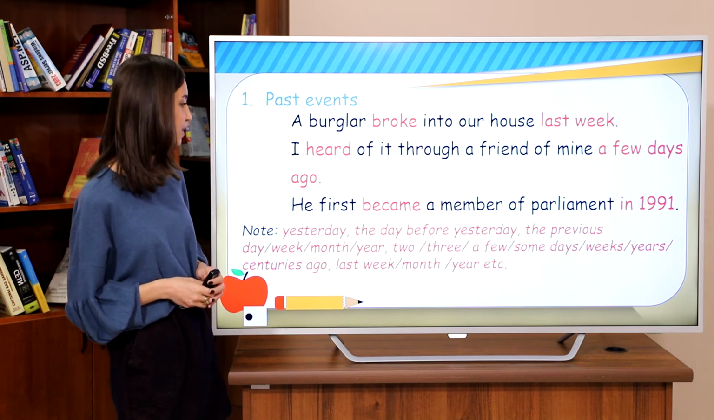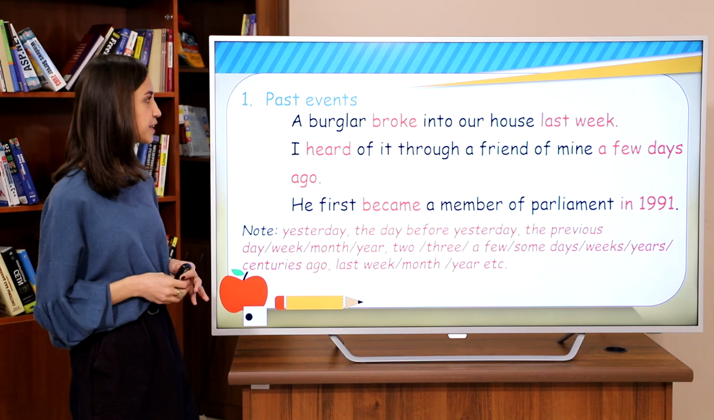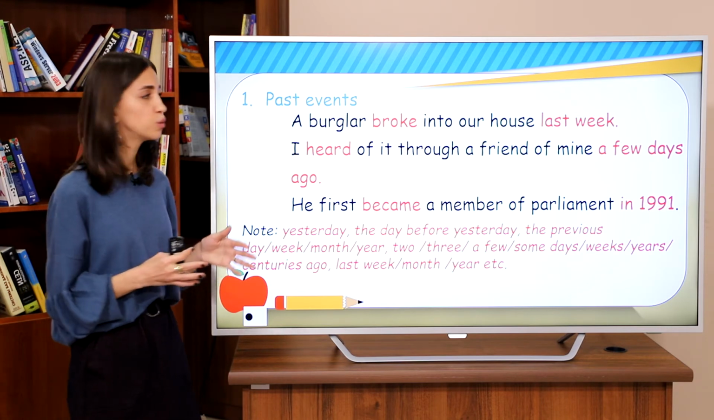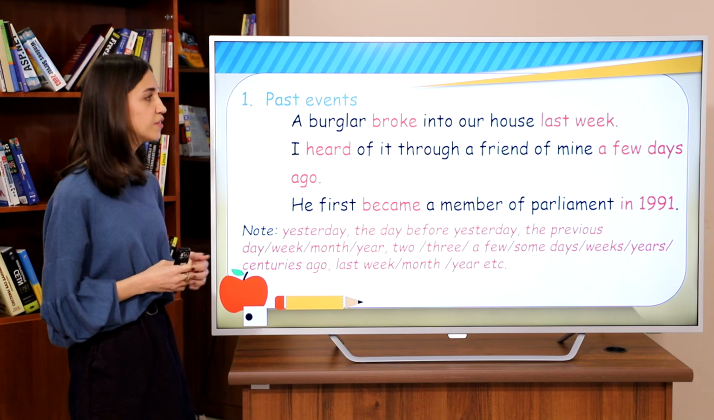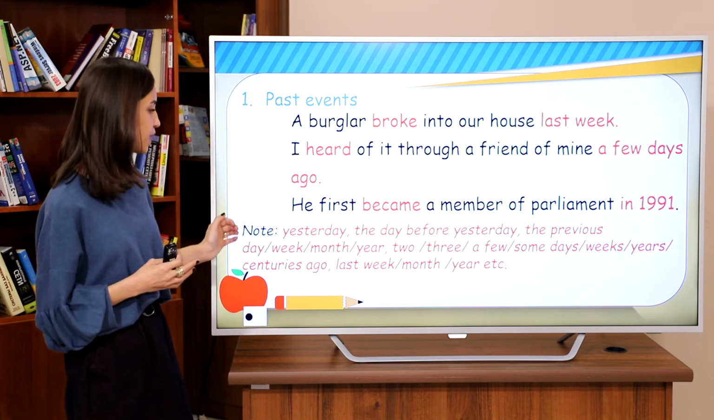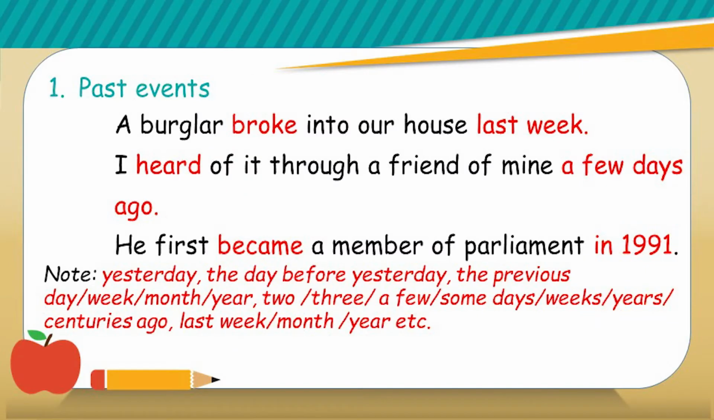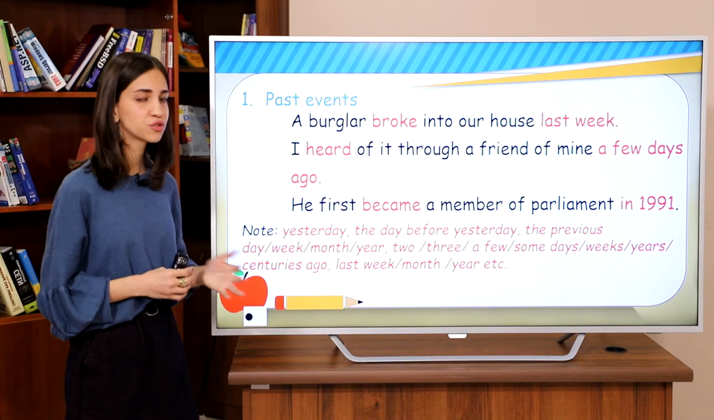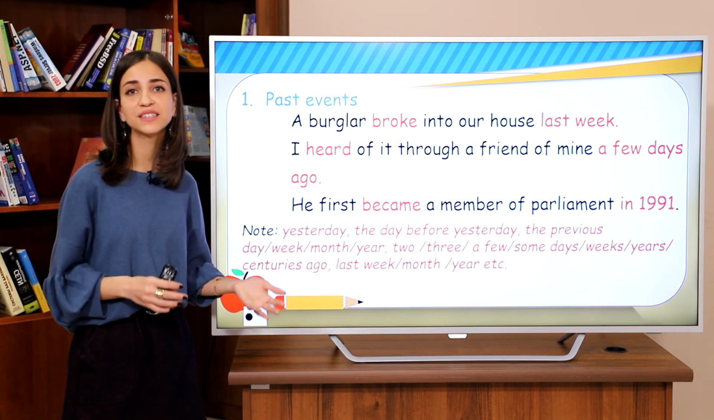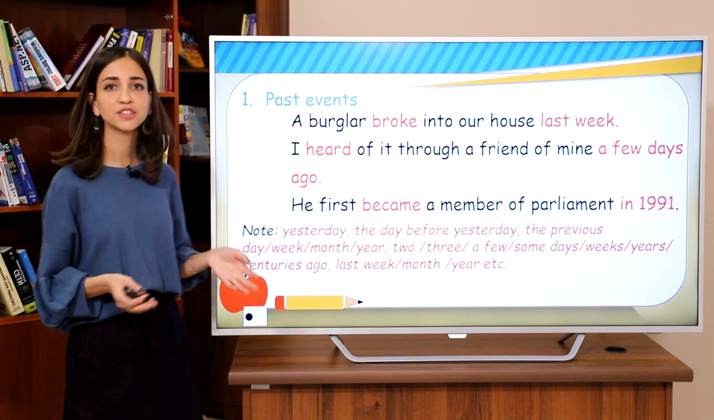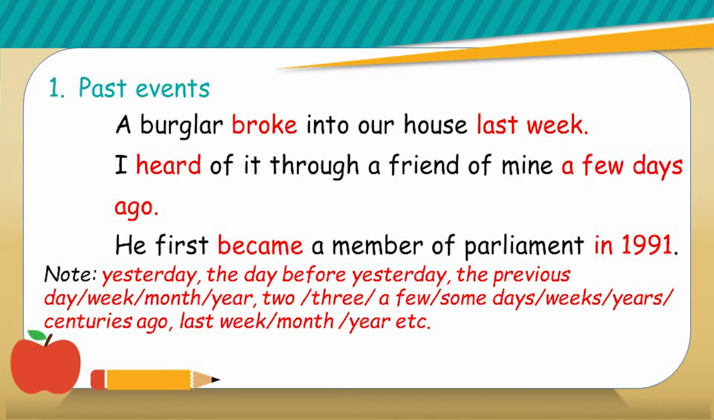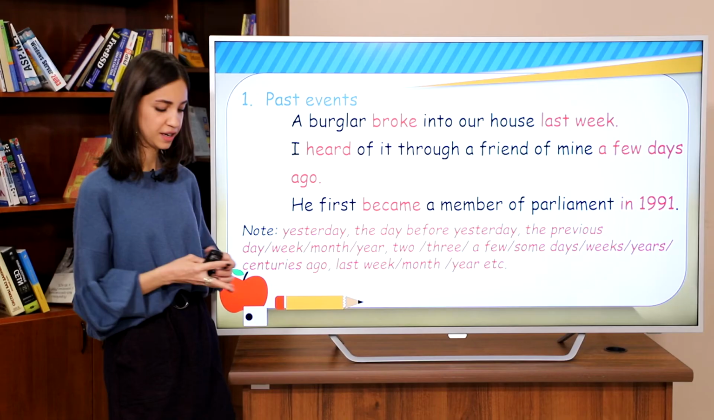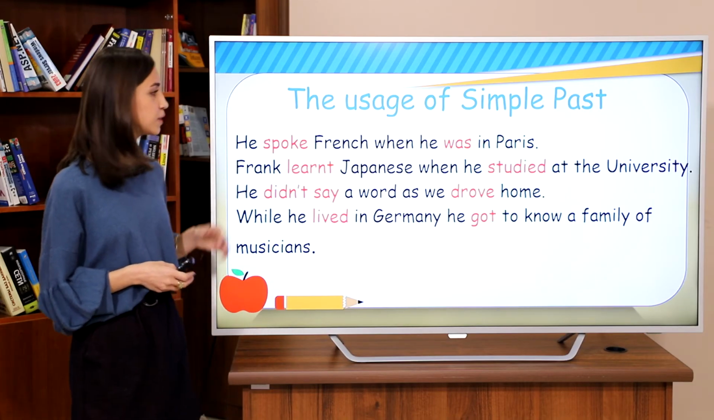Okay, so we can here note that with these examples, we show past events. And we can use the following words with past events. Yesterday, the day before yesterday, the previous day, the previous week, month, year, 2, 3, a few, some days ago, some centuries ago, last week, last month, last year, etc. Այսպիսով, սիրելի աշակերտներ, կարող ենք հասկանալ, որ անցյալ անորոշը ցույց է տալիս անցյալում ավարտված վերջացած գործողություն։ Այն կարող է օգտագործվել մի շարք բառերի հետ, որոնք նշված են այստեղ։ So, now let's read these examples.